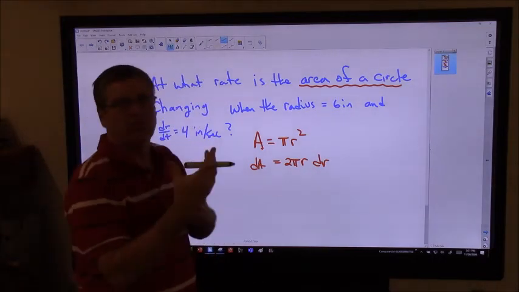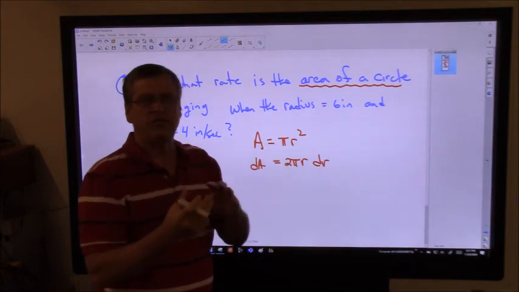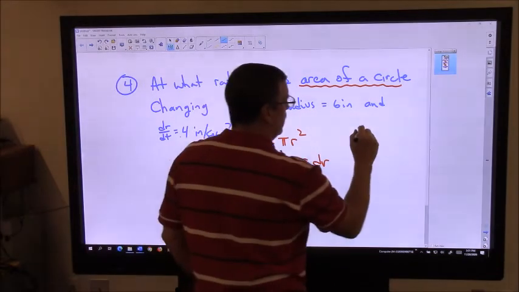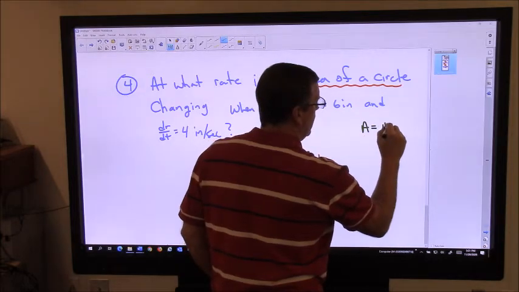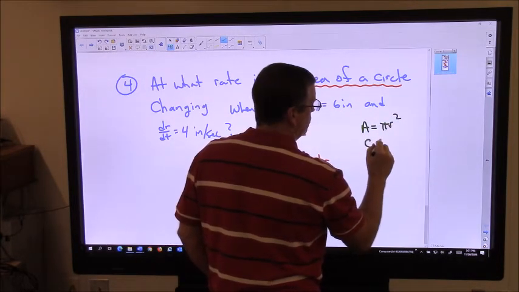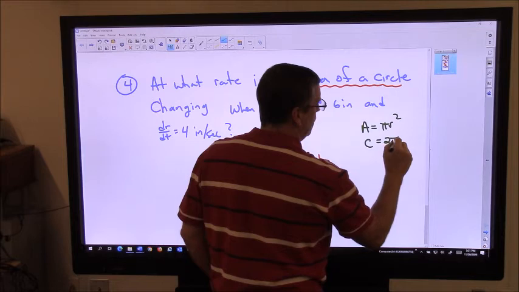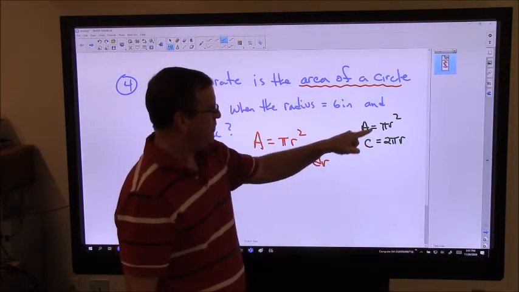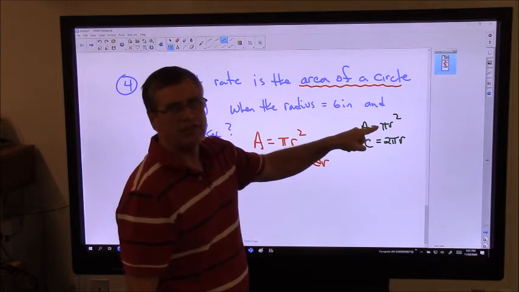Remember how there's area and there's circumference, and for some reason we always have a hard time remembering the two? Area equals pi r squared, and circumference equals 2 pi times the radius. Circumference is the derivative of area.